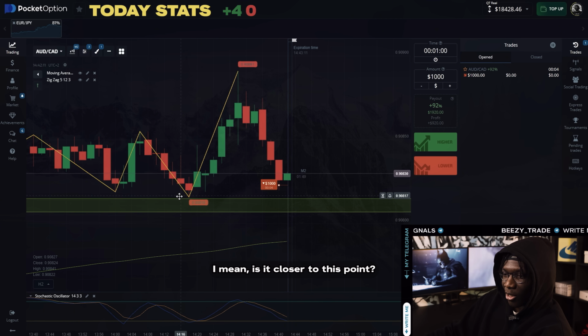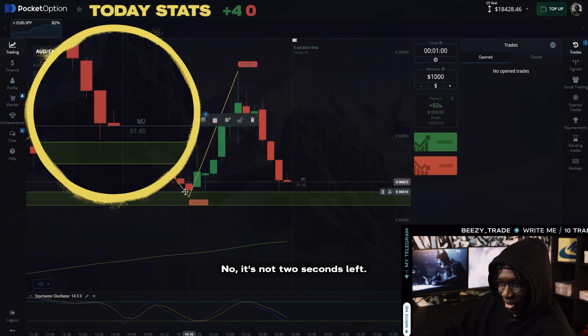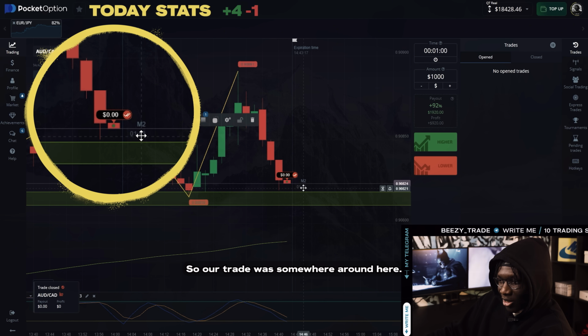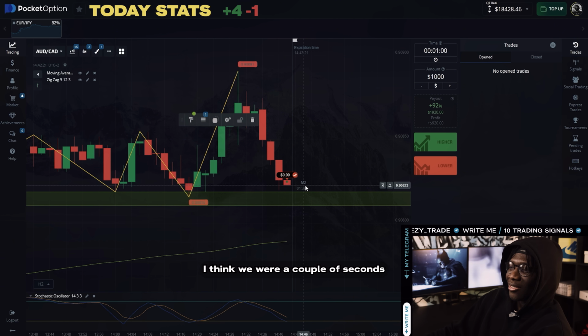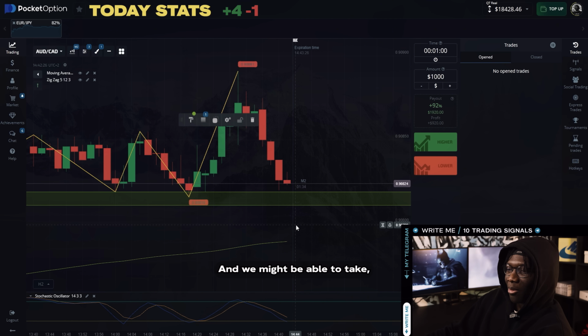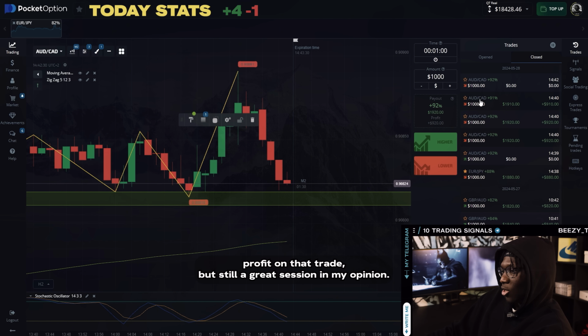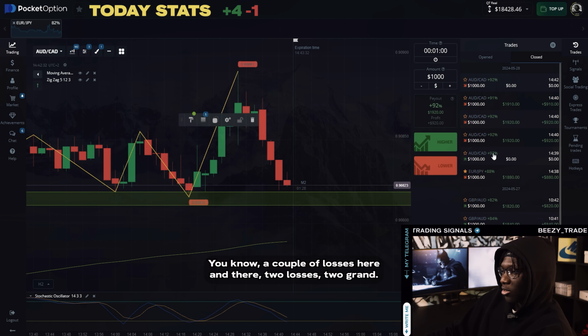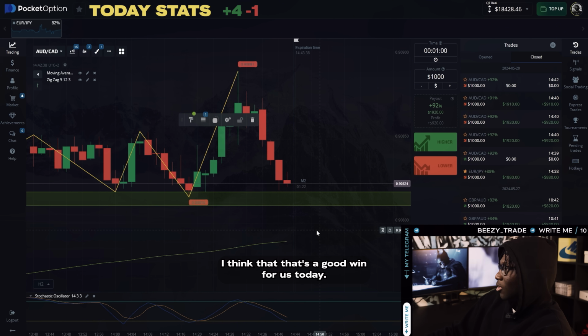I mean, is it closer to this point? No, it's not. 2 seconds left. Come on. So our trade was somewhere around here. I think we were just a couple of seconds away, and we might be able to take a profit on that trade. But still a great session in my opinion. You know, a couple of losses here and there, 2 losses, 2 grand, but we're able to cover our losses and be in a little bit of profit. I think that that's a good win for us today.